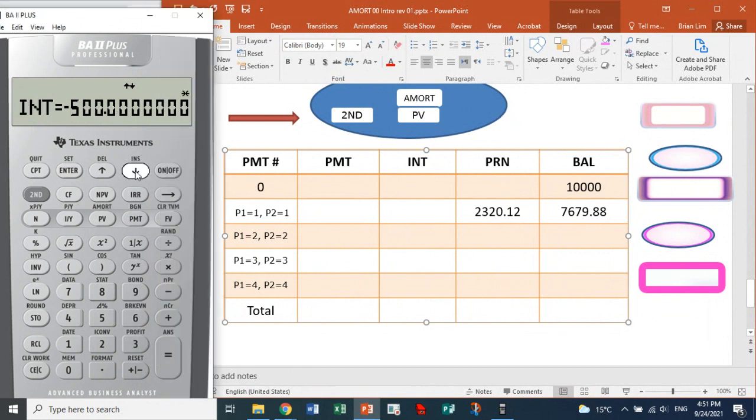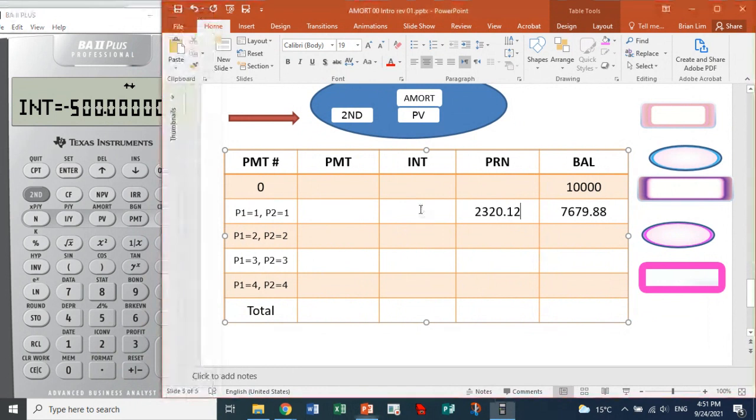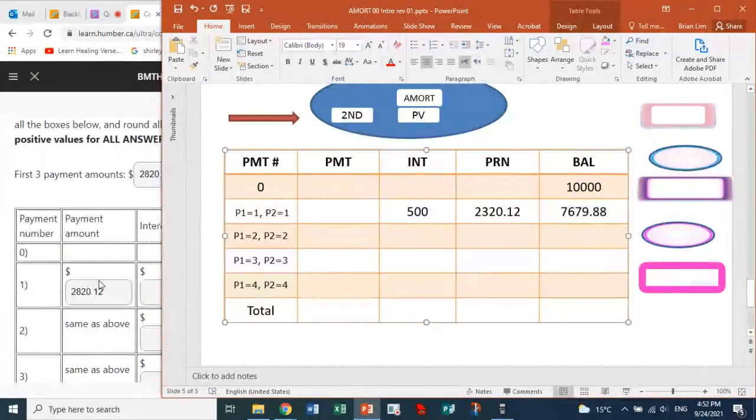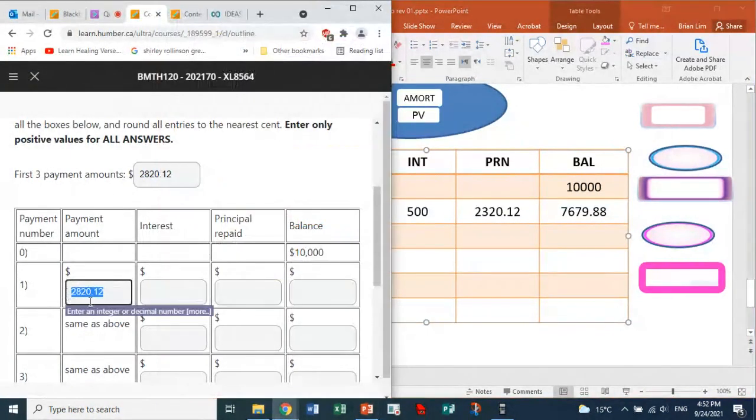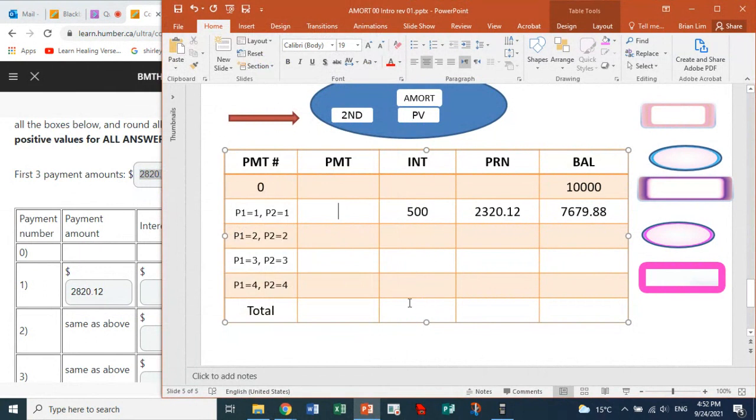Okay, next one is the interest. So we paid $500 of interest. So 500. And how much was the payment? Well, the payment was calculated before. We could go on the calculator and get it, or we could just minimize the calculator and we can see the first payment is this payment right here, 2820.12. Okay, so this number is 2820.12.